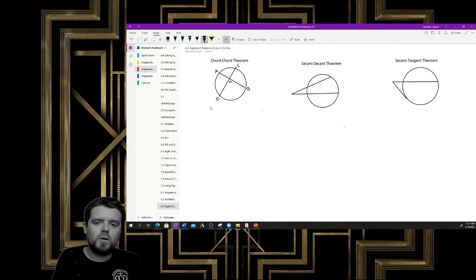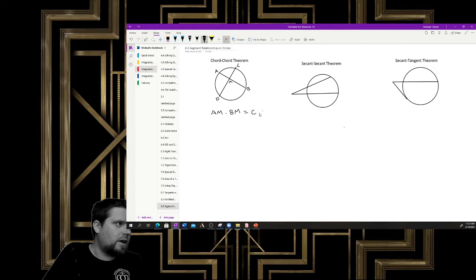So the chord-chord theorem states that if I have 2 intersecting chords, if I take the product of the 2 parts created by the intersection, so AM times BM, then that's going to be equal to the product of the other 2 parts of the second chord, so CM and DM.